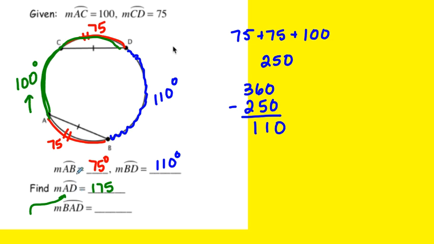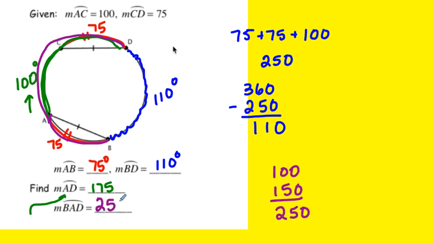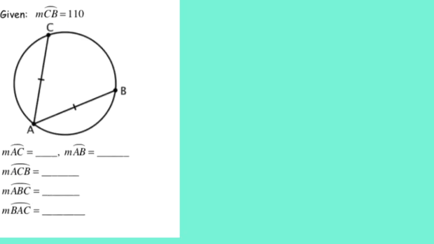All right, but arc BAD, that's a major arc. So it would have to go from B towards A all the way around to D. So that would be 100 plus 150, which is 250. So you do have to read the letters very carefully. All right, let's look at another example.